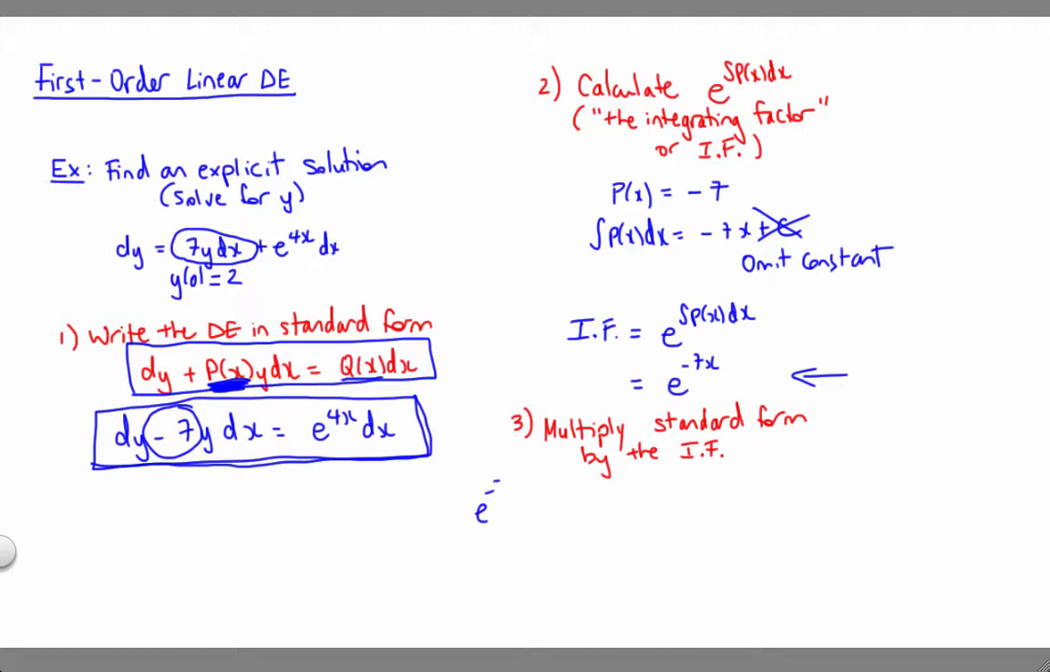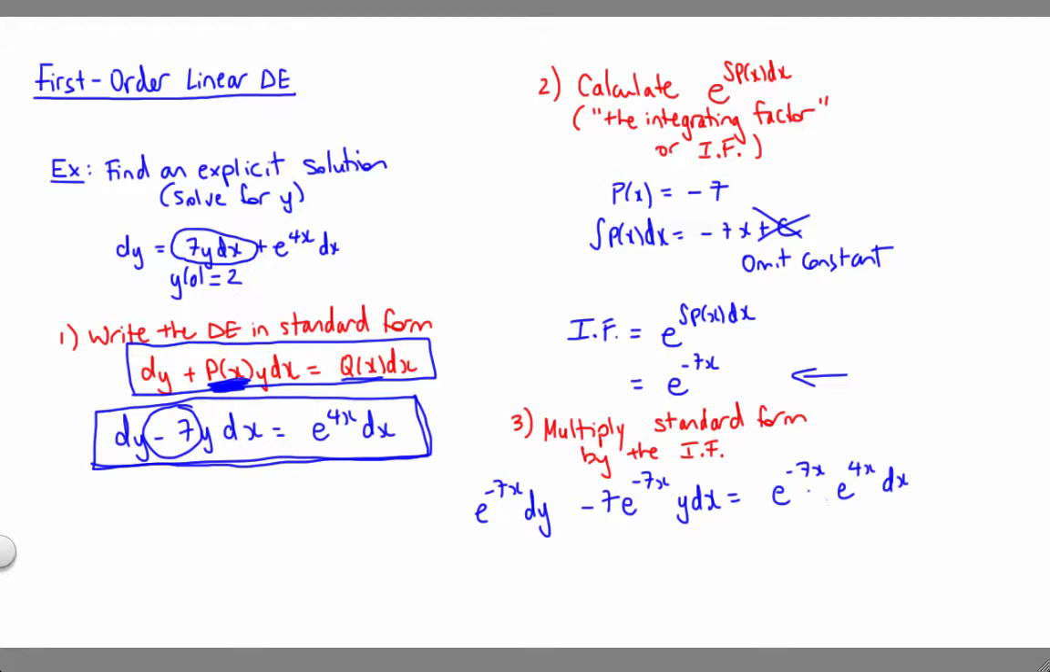We'd have e to the negative 7x times dy minus 7 times e to the negative 7x times y dx equals e to the negative 7x times e to the 4x dx. Okay, so we have indeed multiplied each and every term. All three terms have been multiplied through by the exponential.